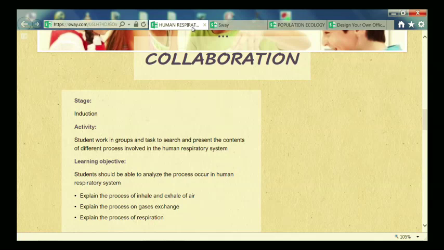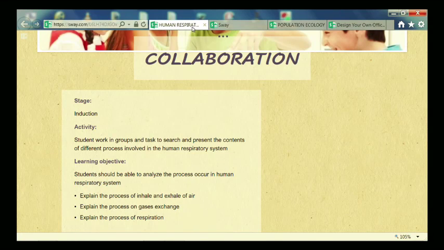Okay, now let's move on to the skills. For this lesson activity, I want my students to develop one of the 21st century learning designs, which will be the collaboration skills, okay? So the stage of my activities will be inductions, and the activity involves the students working in groups and tasked to find the contents of different processes in the human respiratory systems, okay?